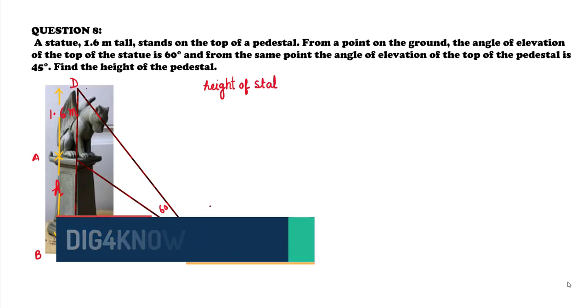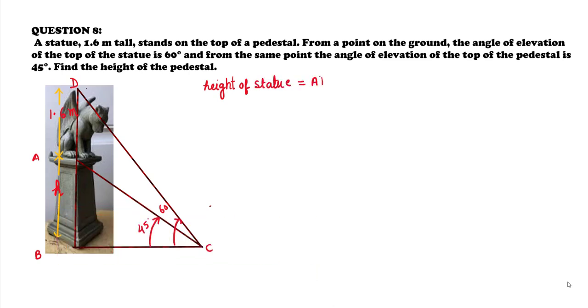So there is a pedestal AB whose height is h, and the statue is there, and the statue is AD. Its height is 1.6 meter. So let the height of the statue AD be 1.6 meter. And we are supposed to find the height of the pedestal. We are assuming the pedestal AB is equal to h meter.